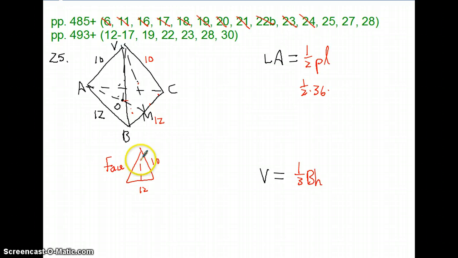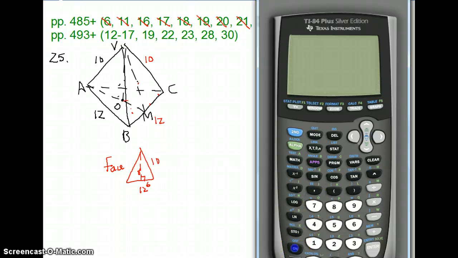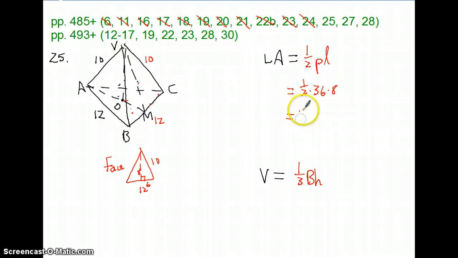So to find slant height, I know this is 6. That's nice. Pythagorean theorem tells me that's 8. All right, so half times 36 times 8. I actually can't do that in my head. That would be like 18 times 8, which is 144. I probably should have been able to do that in my head, but I couldn't. Sorry.